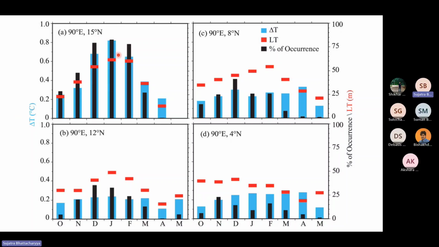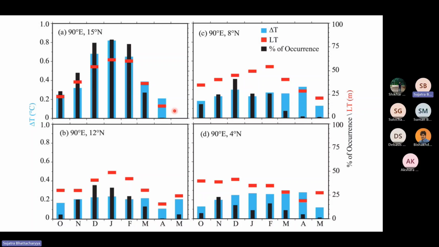blue is quite large. It goes up to 0.8 degrees Celsius, around 1 degree Celsius, even if you go even further north. And the thickness of these inversion layers, which is plotted in red, is approximately 60 meters, 62 meters, and so on and so forth. And the peak occurs in January.